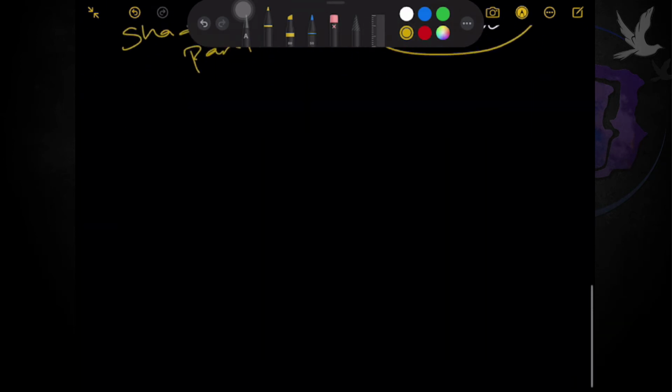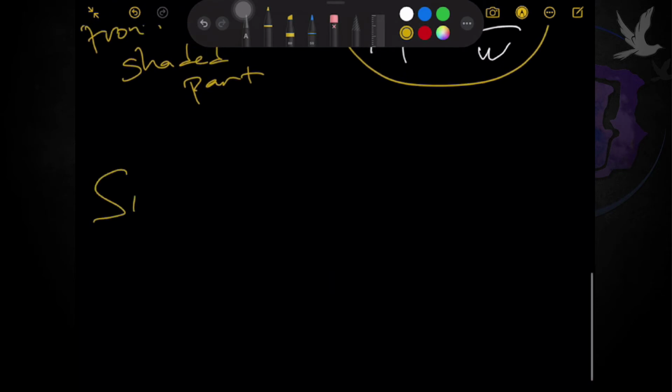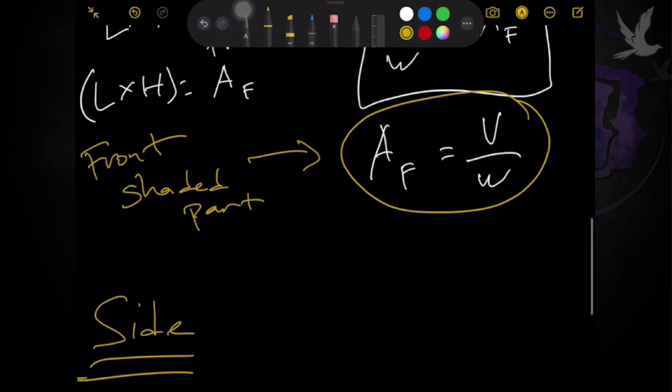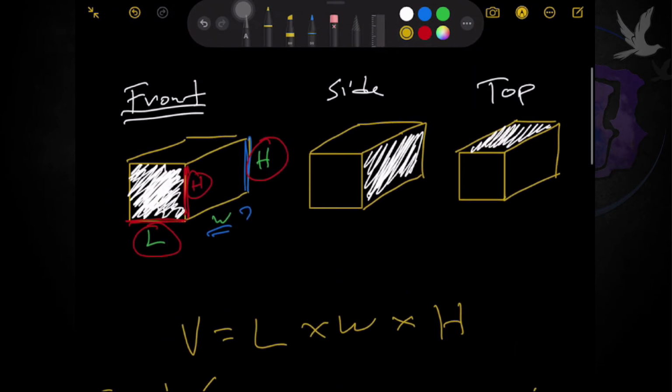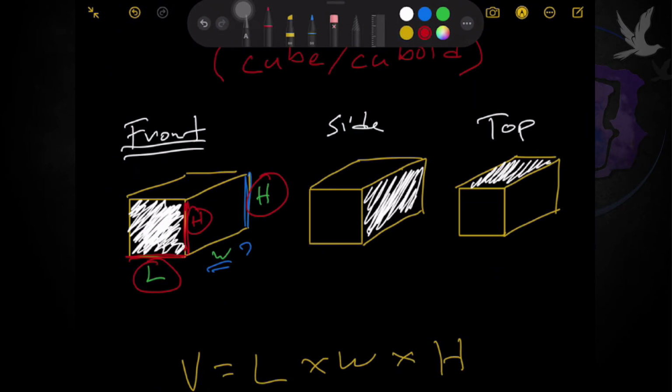Side naman ang isolve natin. Okay, side na tayo. Solving for side. So, i-compare natin. Again, looking for what can help us. We have our length, width, and height. So, anong dimension ang connected sa ating shaded part? Is length part of it? Is our length part of the shaded part?